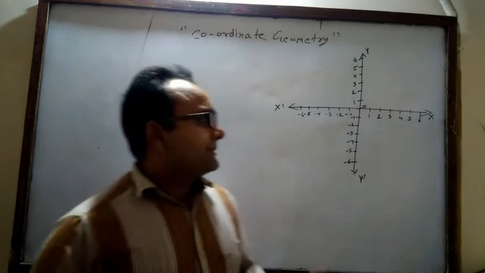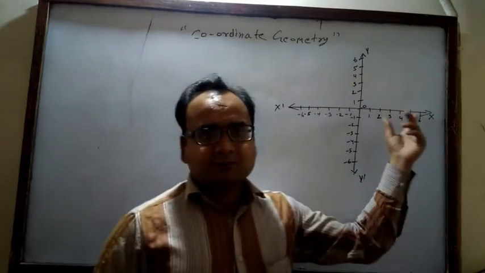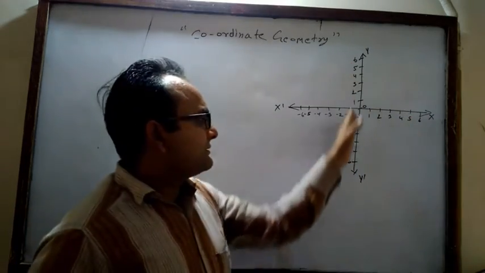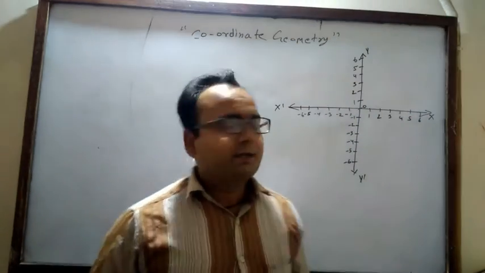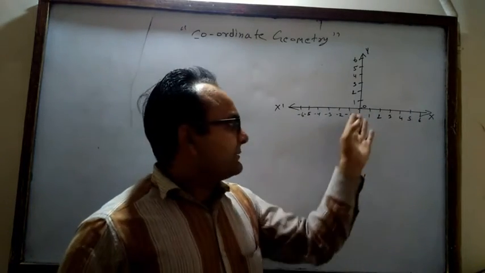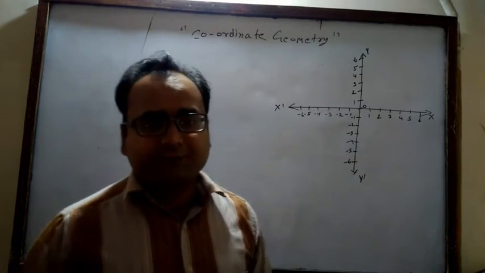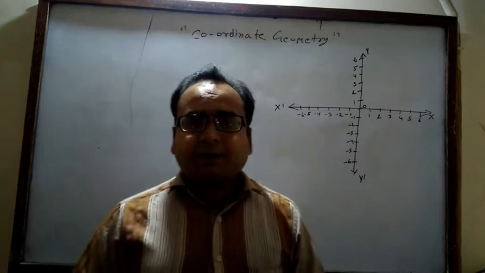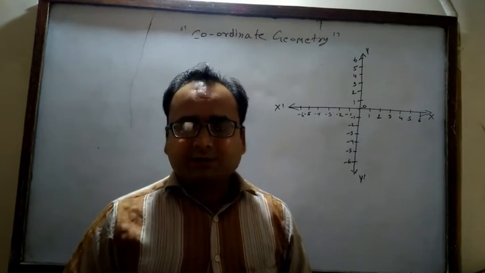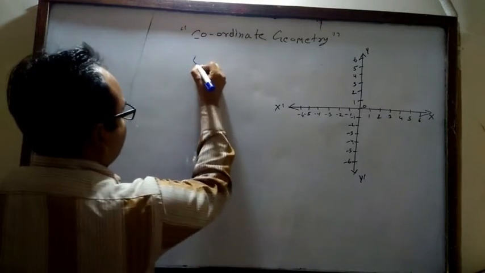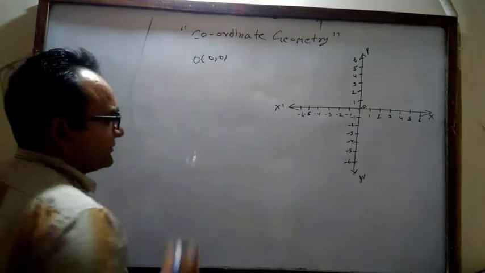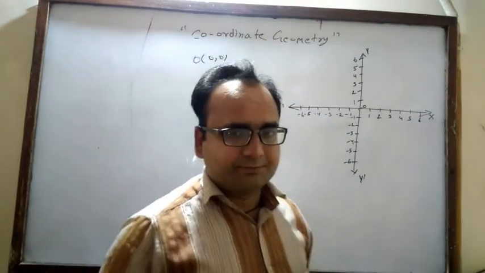Simply, this is the x-axis, the horizontal line, and this is the y-axis, the vertical line. These two lines intersect at a point, which is called the origin. You have to remember the value of the origin: it is 0, 0. This is called the origin.